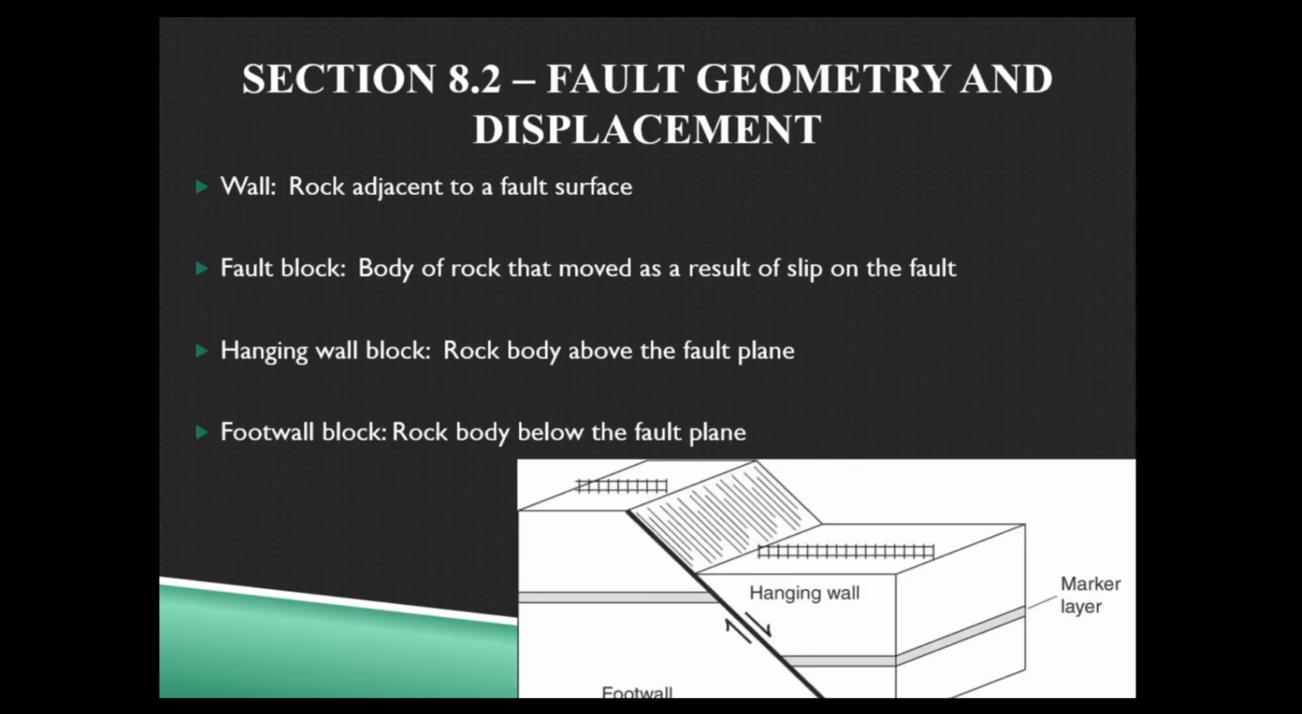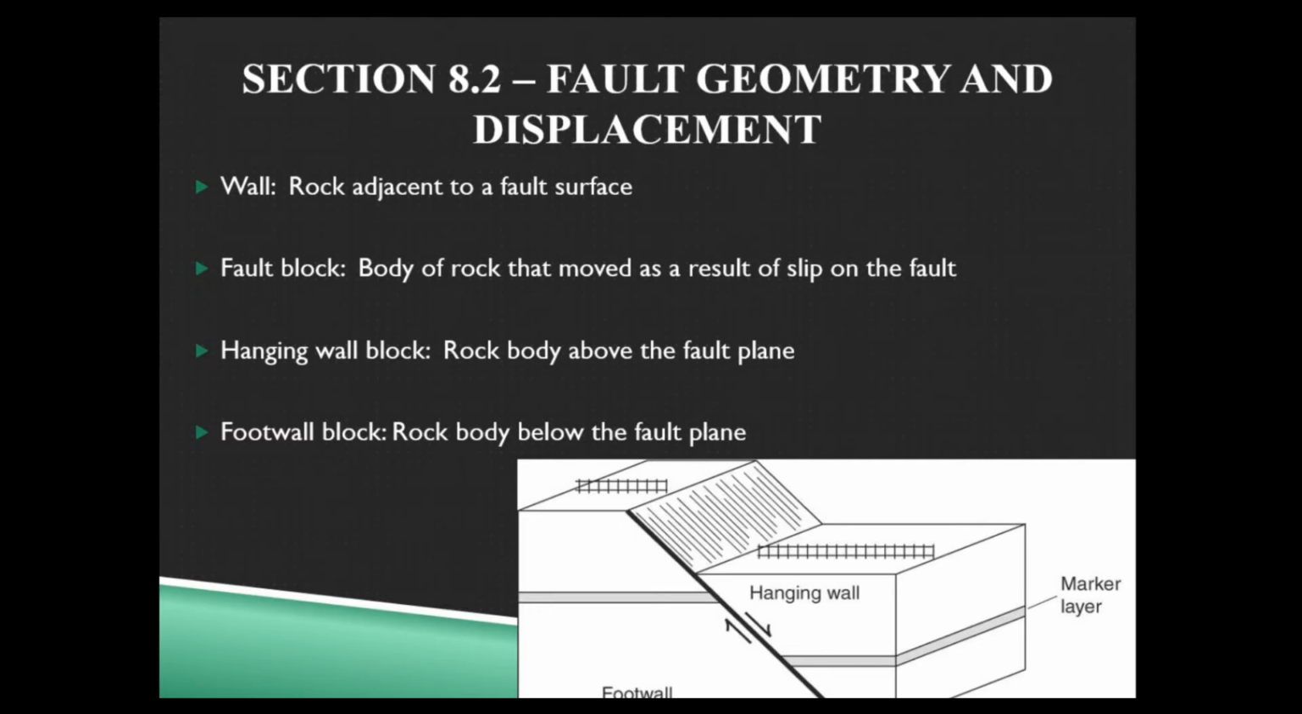Now, within a given fault, we have fault blocks. They're the large bodies of rock that are either the stationary portion or the moving portion. And a wall is the rock directly adjacent to the fault surface. So we can have the wall below the fault and the wall above the fault, and those are the blocks of rock right there. A hanging wall is always the block above the fault plane.